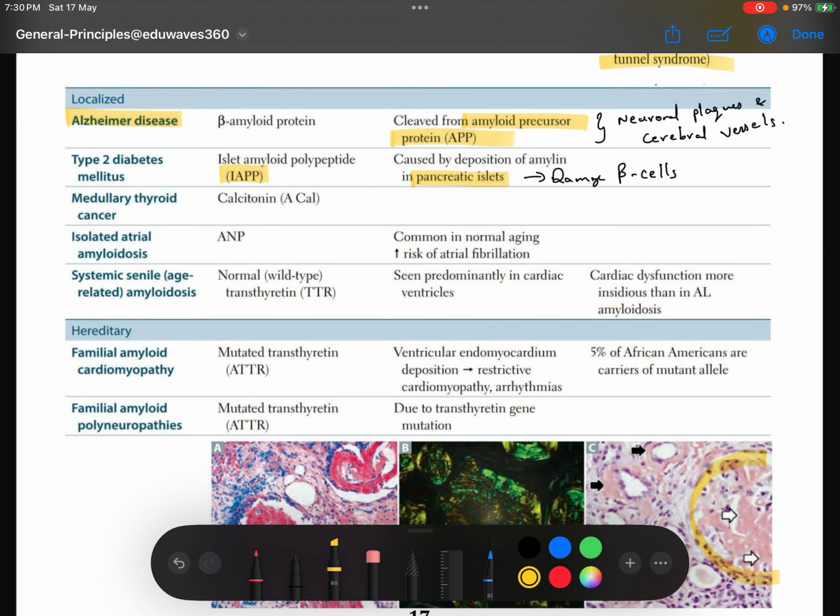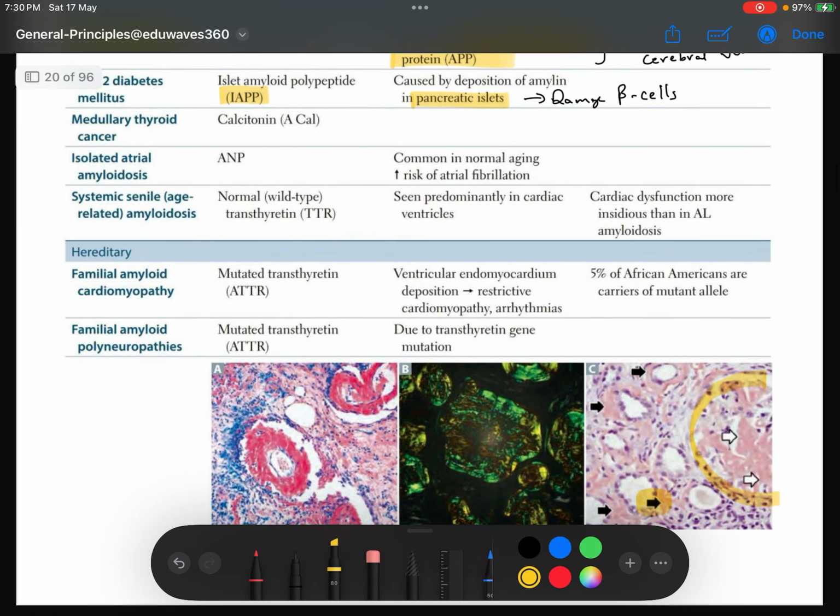Next one, medullary thyroid cancer. In medullary thyroid cancer you can see this amyloid, A Cal, where Cal means calcitonin. You can see this calcitonin in amyloid stroma, in FNA or histology.